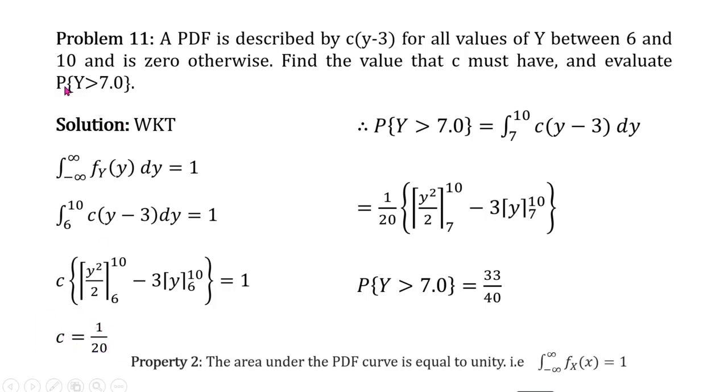Then they have asked us to calculate the probability if y is greater than 7. Now the lower limit 6 should be replaced by 7. Substitute the value of C and simplify. We will get a probability of 33 by 40. Simple thing here. This is the case where this condition is applied, so the limit is 7 to 10. The C value is already calculated. Simplify, and we will get a probability of 33 by 40. We are making use of property number 2 of a probability density function.